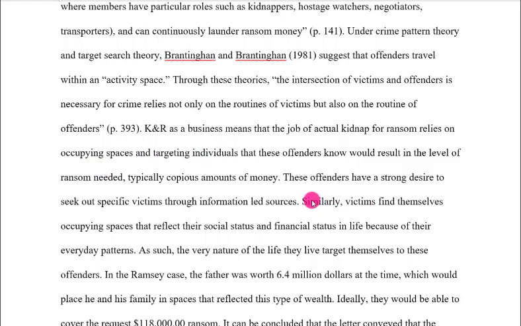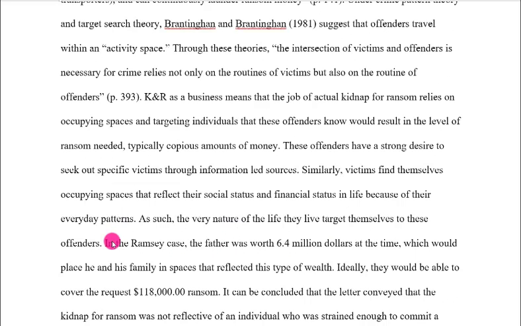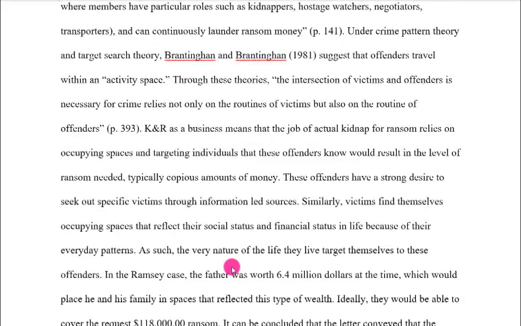So anyway, one more I want to highlight is, even though you saw a lot of introductory phrases, here we can also use a singular word as an introductory phrase. So similarly, comma, victims find themselves occupying spaces that reflect their social status and financial status in life because of their everyday patterns. Another intro, as such, comma, the very nature of life they live target themselves to these offenders, okay? And then again, same introductory phrases and so forth.